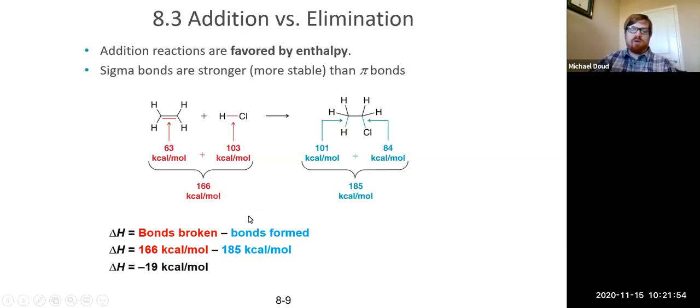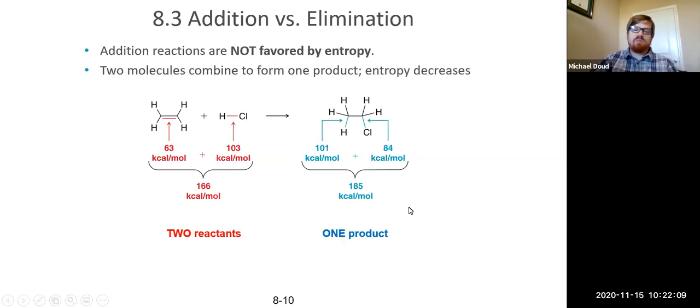You take your bonds broken minus bonds formed. You find out that the change in enthalpy for this reaction in particular is negative 19 kilocalories per mole. That's exothermic, so that's going to be favored. It's likely to be spontaneous, but we have to take into account entropy now.